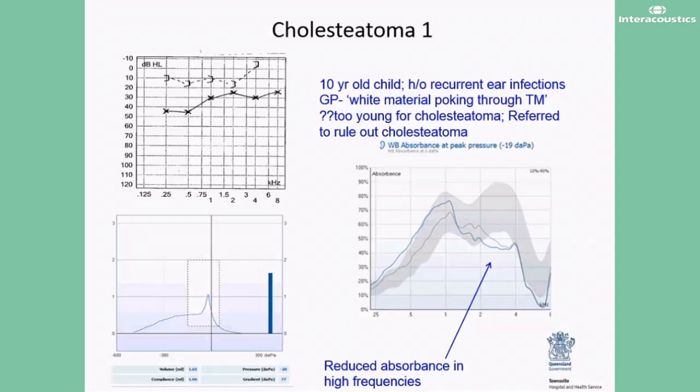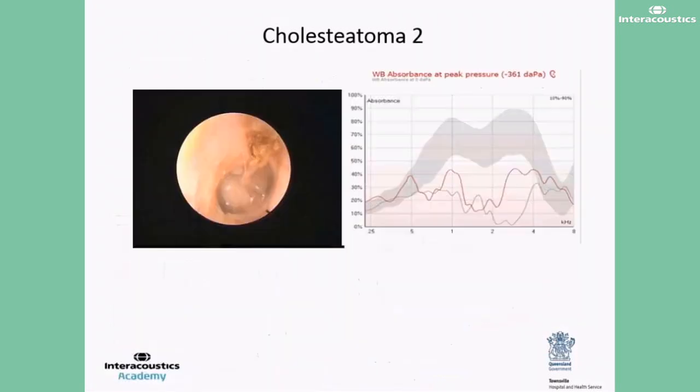The tympanogram was unremarkable there, with a mild low-frequency conductive hearing loss. Wideband absorbance showed significantly reduced absorbance in the high-frequency region, so we thought he needed a bit more investigation for his middle ear condition. Further investigation then showed that the cholesteatoma was confirmed in that child.